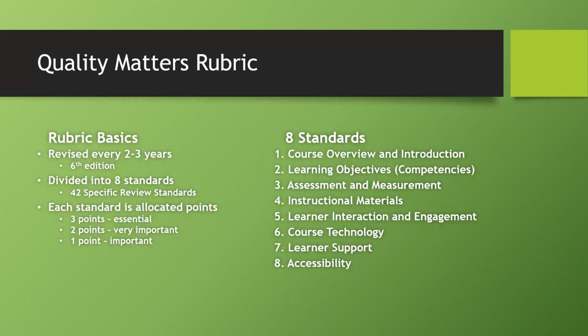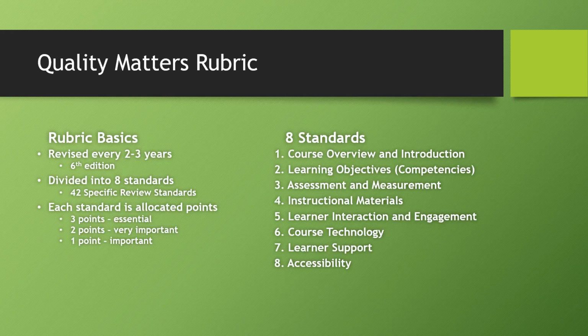So the Quality Matters rubric is revised every 2 to 3 years. Currently, we are using the 6th edition of the rubric. It's divided into 8 standards, which you can see on the right-hand side of your screen. And we are up to standards 7 and 8 in our series, Quality Matters in Course Design. Each of the 8 standards is divided down further to specific review standards. So altogether, there are 42 specific review standards that we've covered throughout the series.